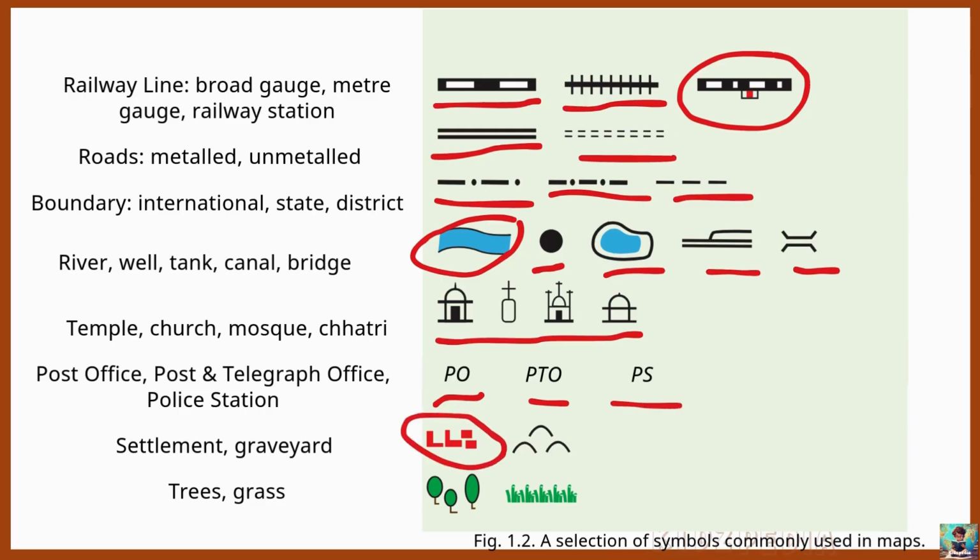And this symbol is for settlement. Settlement means a place where people live. And this one is for graveyard. And for trees, we use this symbol. And for grass, we use this symbol. Learning these symbols helps you read any map of India correctly.